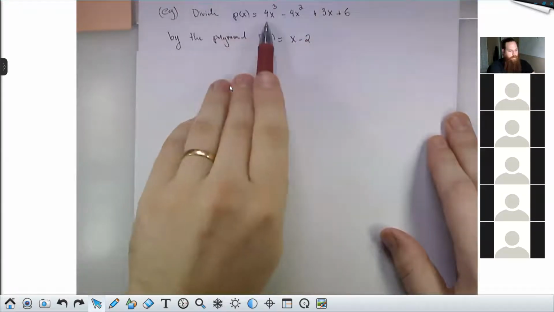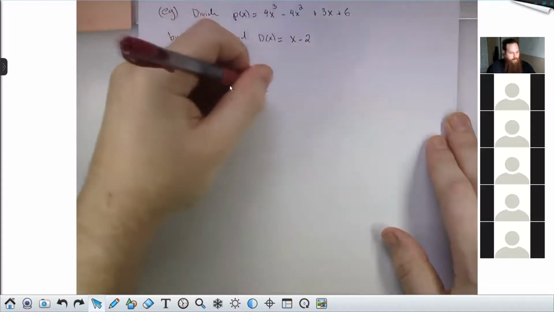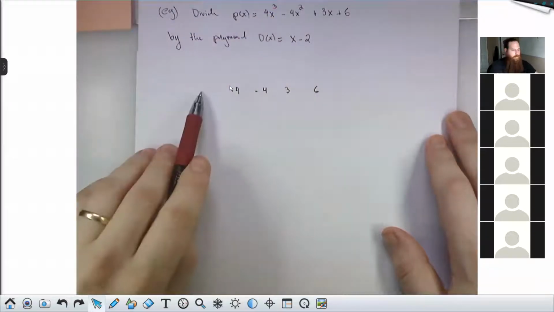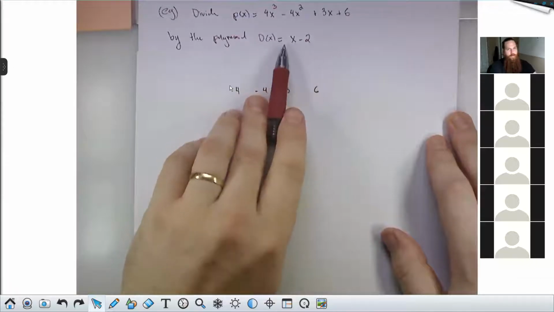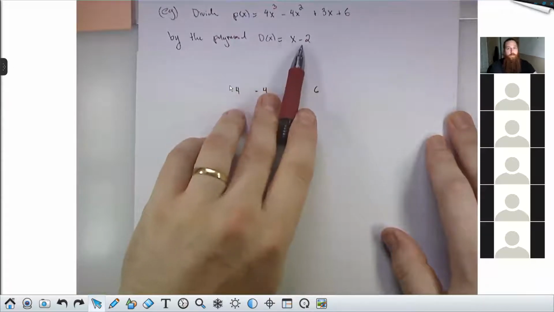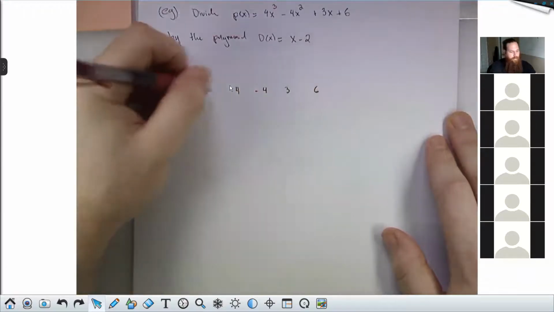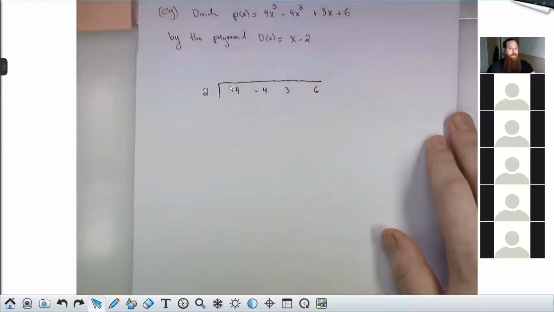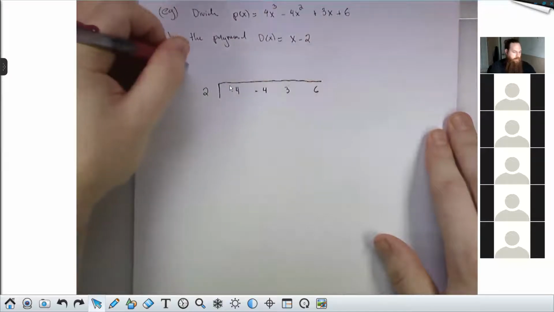I can begin just by writing down the coefficients of P. And then over here, I'll write down the number that makes this 0. So x minus 2 is equal to 0 when x is equal to 2. In other words, you write down the root associated with the factor that you're dividing by. And then I like to put this guy in. So this is called synthetic division.